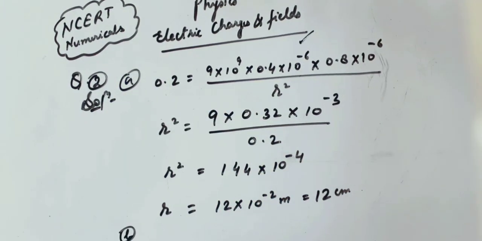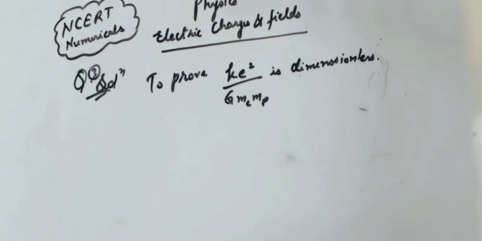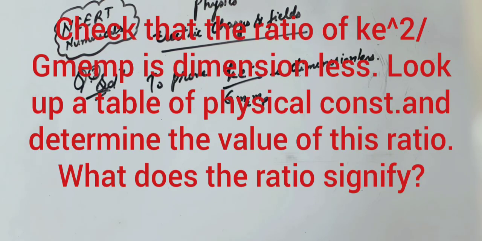In part B, it is asking about the force acting on the second sphere. As we know, according to Coulomb's law, the electrostatic force also follows Newton's third law. The forces will be equal but in opposite direction. So the force acting on the second charge will also be equal to 0.2 Newton. The third question is given on your screen.